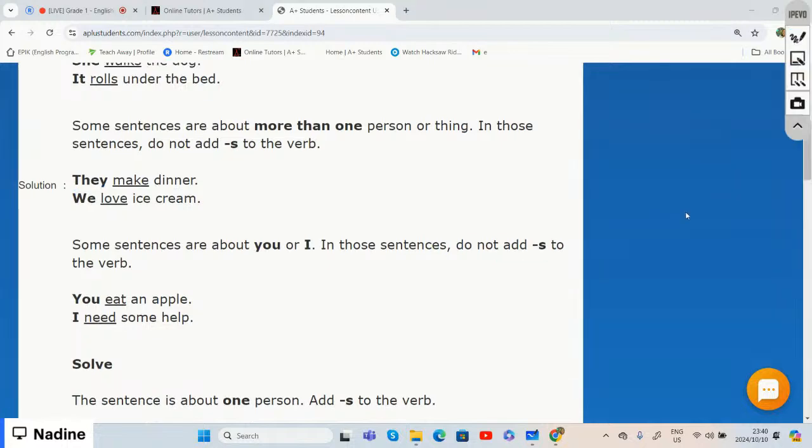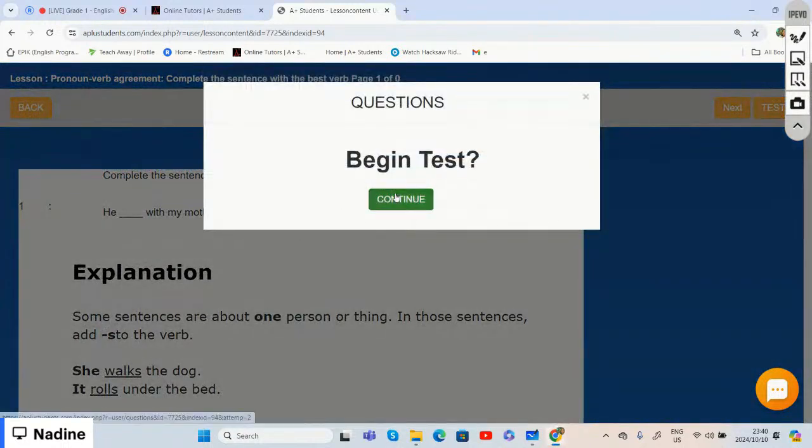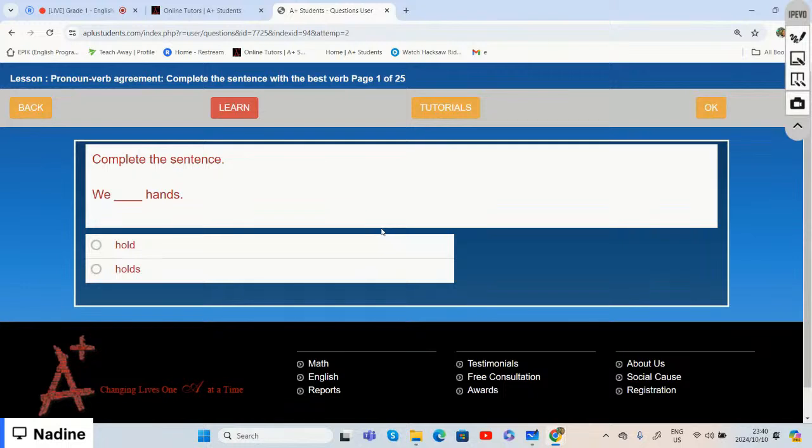All right, so now we're going to our test. We're going to complete the sentence by choosing the best verb, the action. It says we hold hands, option one, or we holds hands, option two. Which one is correct?